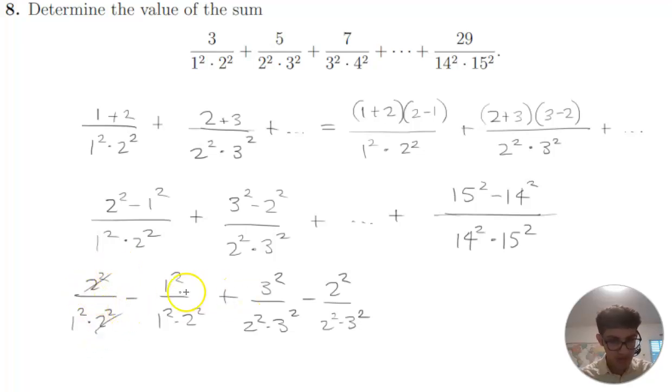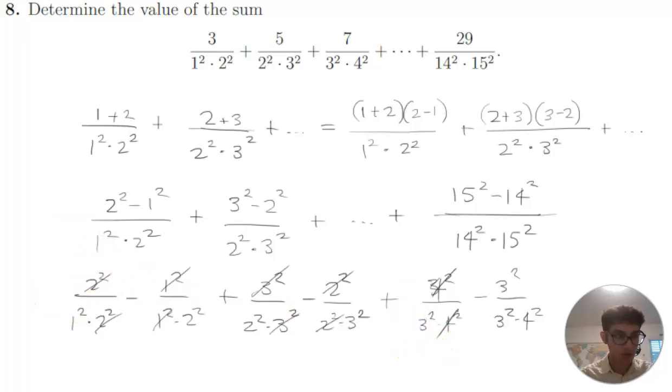2 squared and 2 squared cancel out, 1 squared and 1 squared cancel out, 3 squared and 3 squared cancel out. This is not the telescoping part. This is just simplifying it even more. And then we're going to have 3 squared over 3 squared times 4 squared, I think. Oh sorry, this will be 4 squared, and then minus 3 squared over 3 squared times 4 squared. The idea is that this cancels with this.